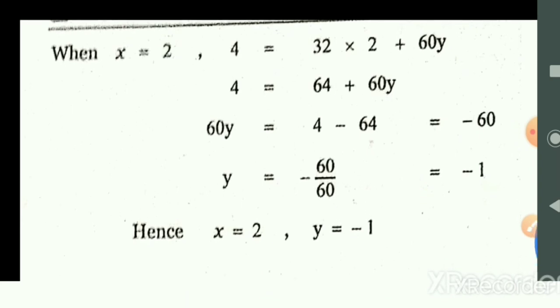So 4 is equal to 32 into 2 plus 60y. Then 32 into 2 is 64. So 4 minus 64 is minus 60. Minus 60 by 60, we get the value minus 1. Minus 1 is a negative integer. An integer can be positive or negative. So we get the values of x and y: x is 2, y is equal to minus 1.